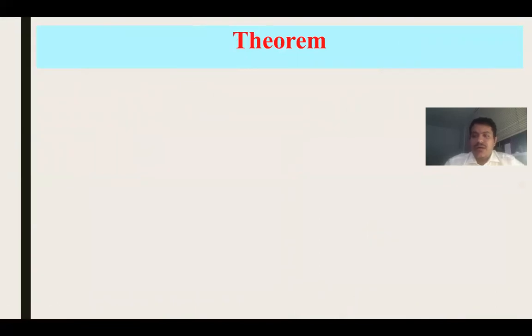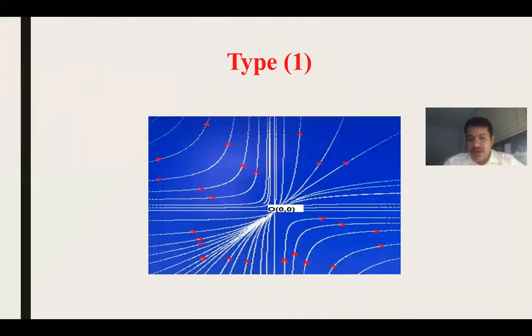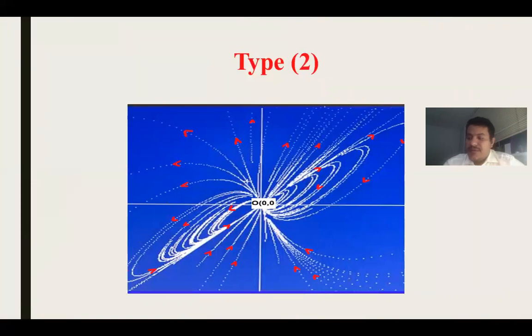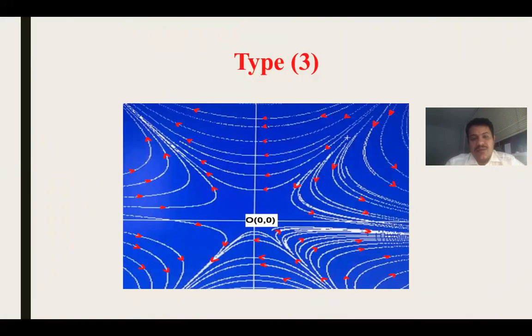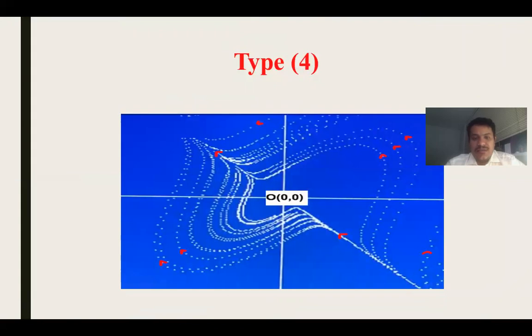We have a theorem here. We have the possible types of the topological structure of the point (0, 0). The first type: two hyperbolic sectors separated by two parabolic sectors, such that one of the parabolic sectors is a sink and the other is a source. The second type: two elliptic sectors separated by parabolic sectors, such that one of the parabolic sectors is a sink and another is a source. The third type: 6 hyperbolic sectors. And the fourth type: 2 hyperbolic sectors.